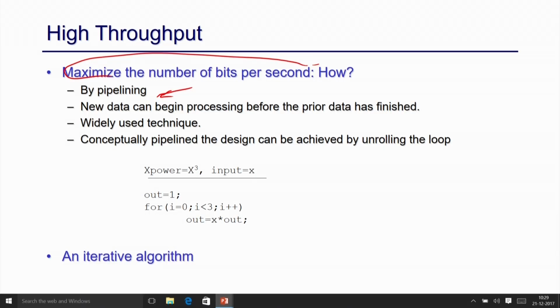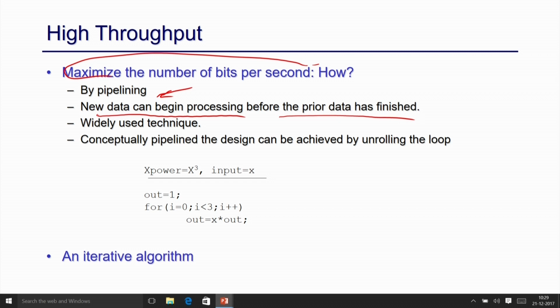So, if you just do the pipelining, your throughput actually increases, right. This is what is happening here. So basically if you do the pipelining, your throughput will increase, right. That is something I just discussed. The new data can begin processing before the prior data has finished. The previous data has not finished, and you can actually process the new set of data, right.